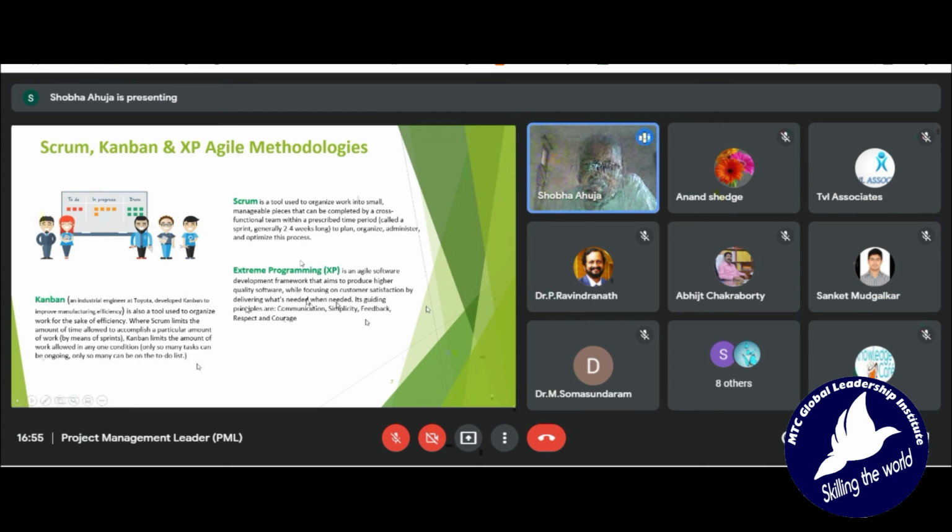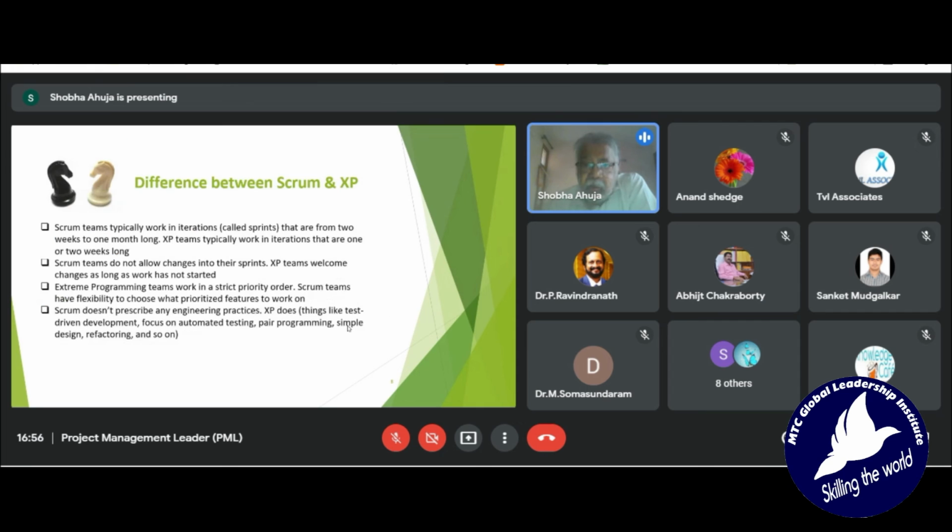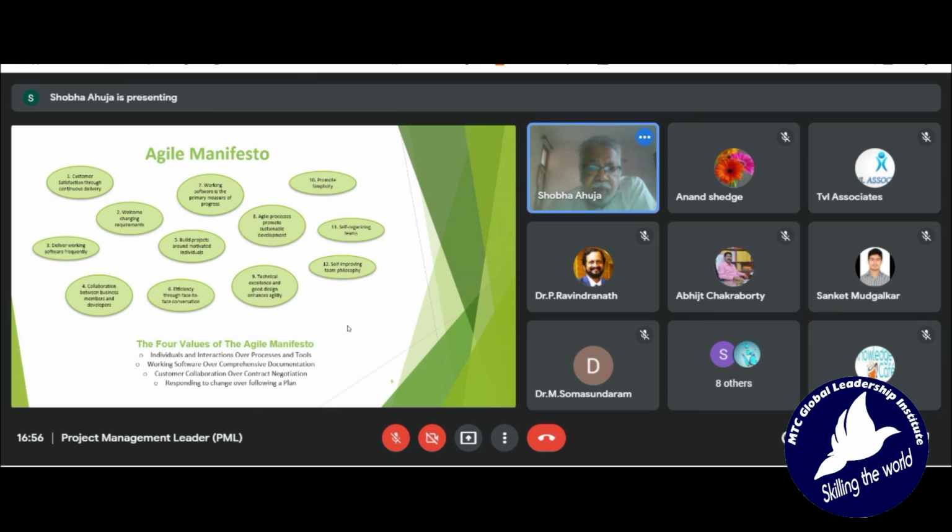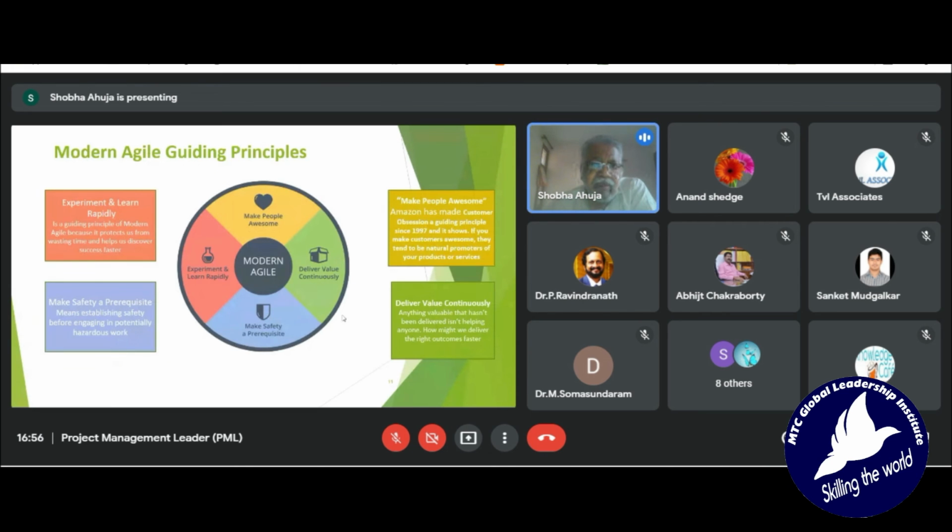Quite big sounding words. Okay, we will not go into the difference even in Scrum. The Agile Manifesto consists of different items, and the 4 values of the manifesto are, for example, individuals and interactions over processes and tools. Then the modern agile guiding principles are there.